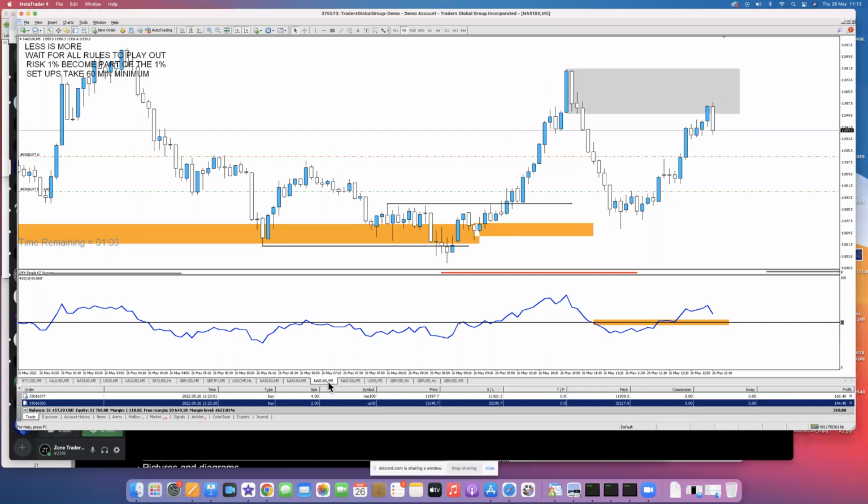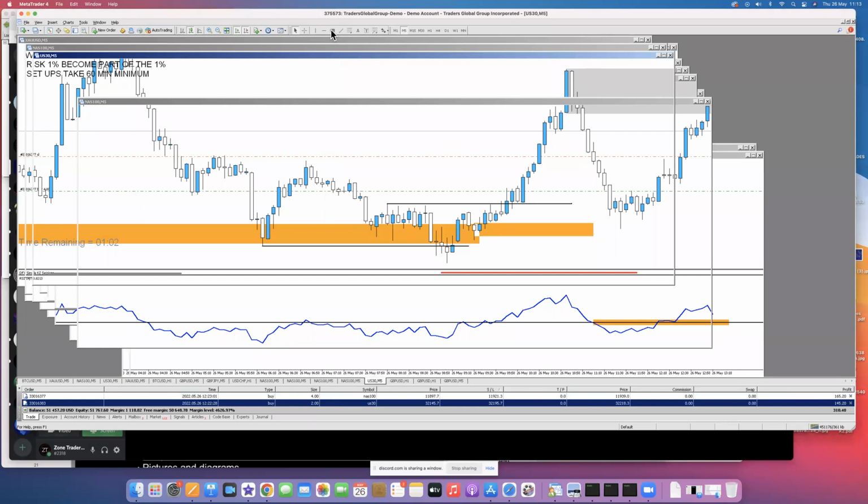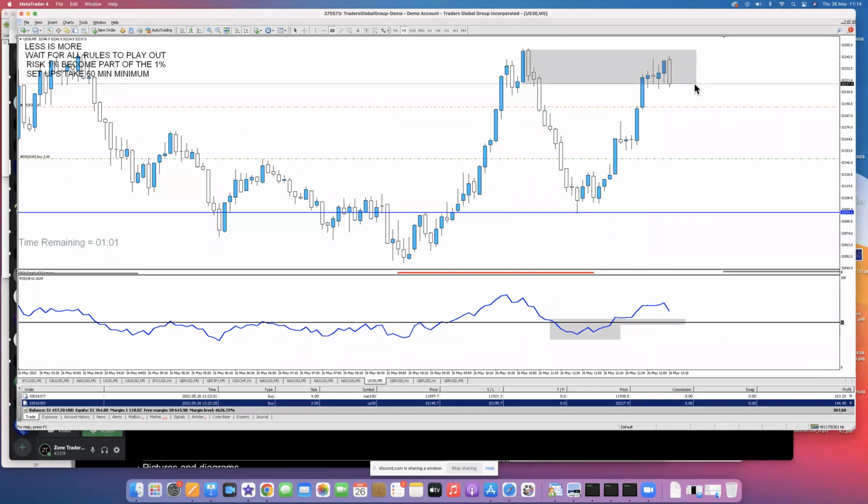Price might respect this and come down, so I may as well take some out of the market, move my stop into profit, not worry about it. The best position you can be in is a position where you've got no risk on the table. You can just let it run as long as it wants.